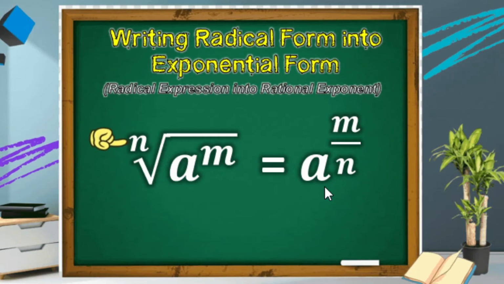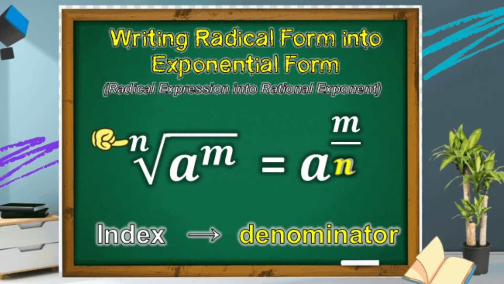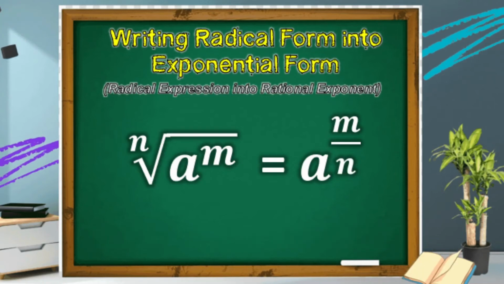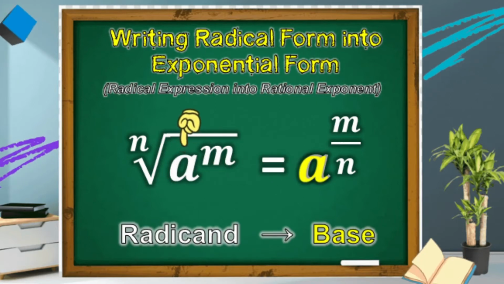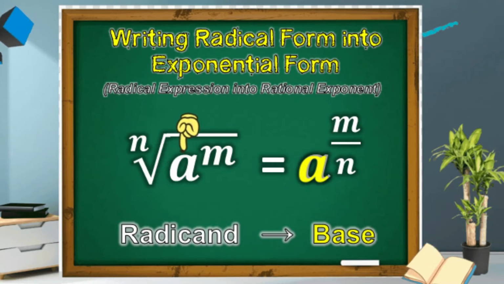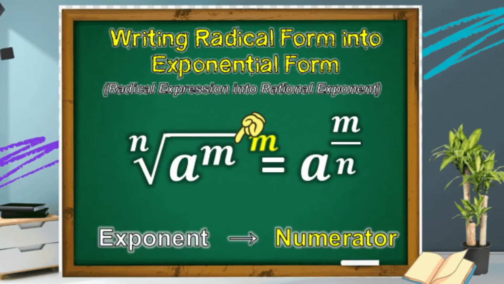Si n, which is the index, siya yung magiging denominator of the exponent sa exponential form. And then, si A, which is the radicand, siya yung magiging base natin sa exponential form. And then, si m, which is the exponent of the radicand, siya yung magiging numerator of the exponent sa exponential form.